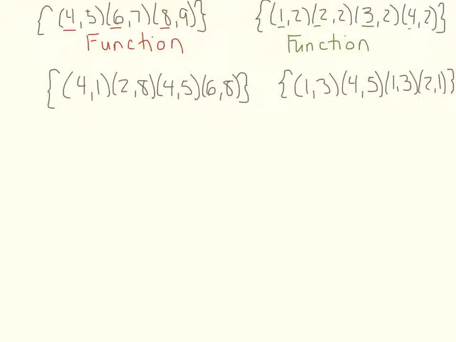Looking at this one, if you notice, I have a 4 here and I have a 4 here. So now what I want to do is look at the corresponding y values. Because these are different, it means they're different ordered pairs with the same x value. So this is not a function.